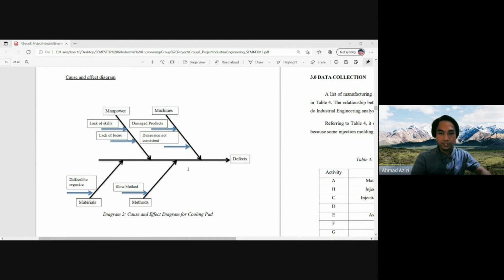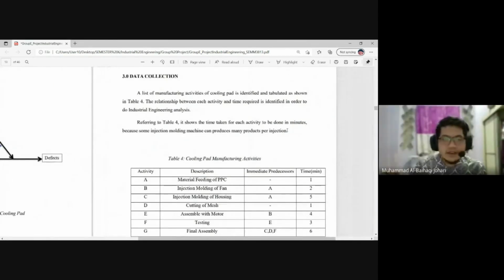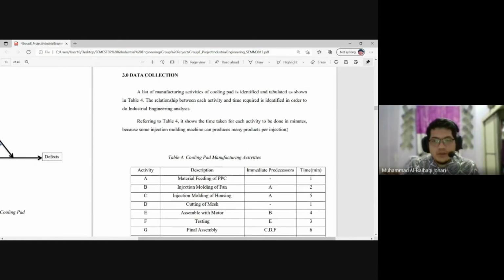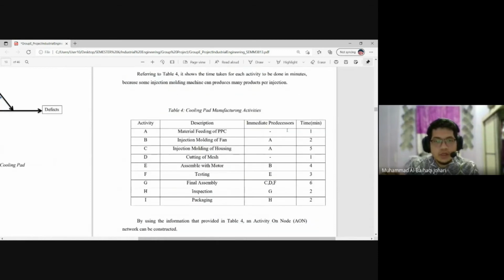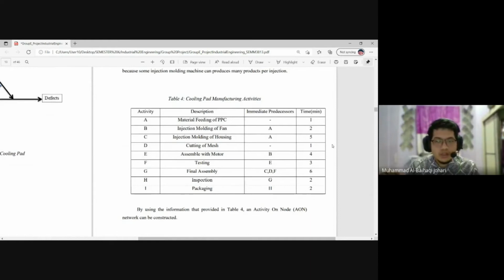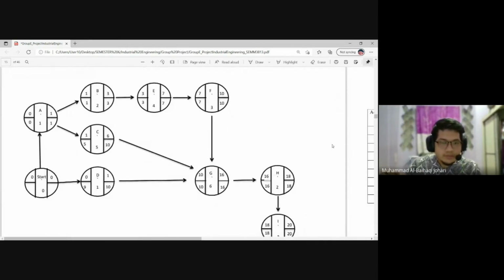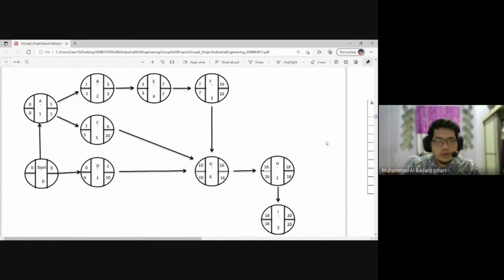Now I will pass it to Mr. Baihaqi. Thank you for the explanation. For my part, for data collection, we listed the activities involved in cooling pad manufacturing based on our research, which is stated in the table below. From the table, we can construct the activity on nodes. Next, from the activity on nodes, we can see the flow of the process properly.